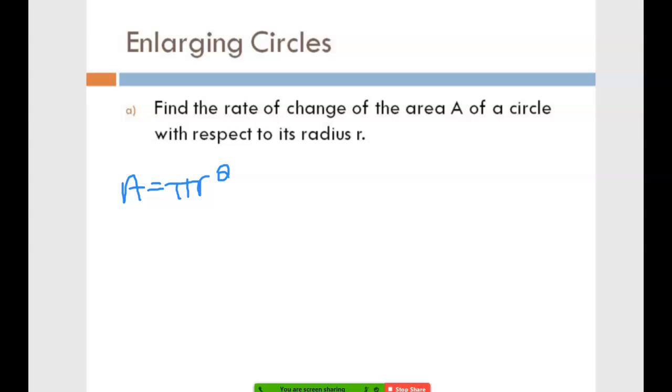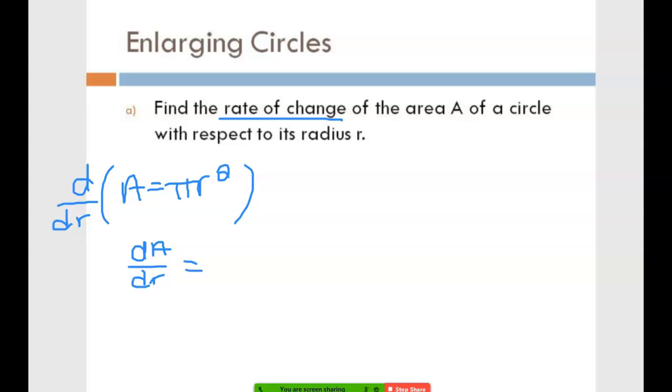So it says find the rate of change of the area of a circle with respect to its radius. So area equals pi r squared. Rate of change means to find the derivative of that. And we're finding the derivative with respect to radius. So we are finding d dr. So the derivative of area with respect to the radius is dA dr.